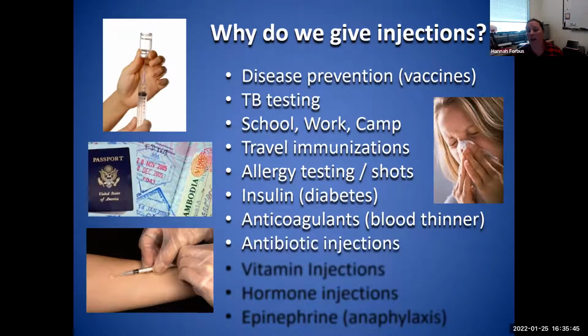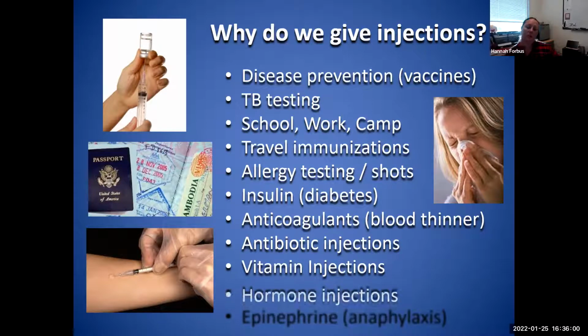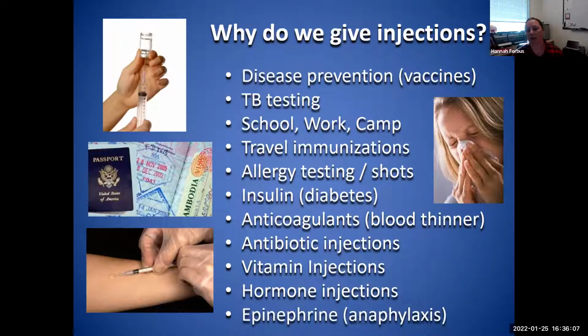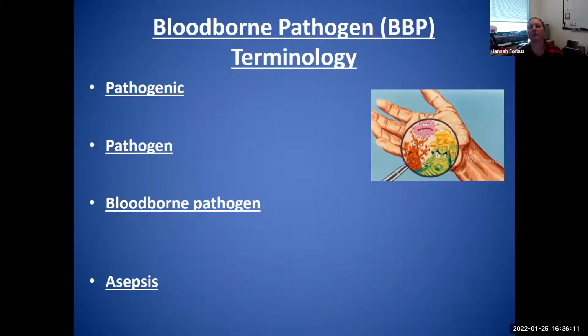Heavy-duty antibiotics we can give via injection. These will start working much faster than oral antibiotics. We can give vitamin injections if somebody's very deficient on vitamins. We can inject hormones. And then the standard treatment for anaphylaxis, epinephrine, is often given via injection.